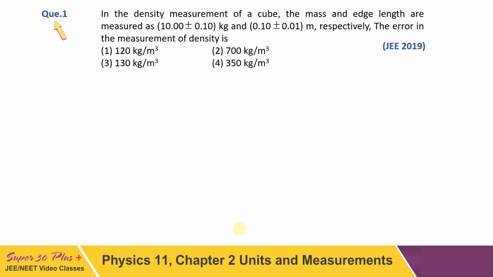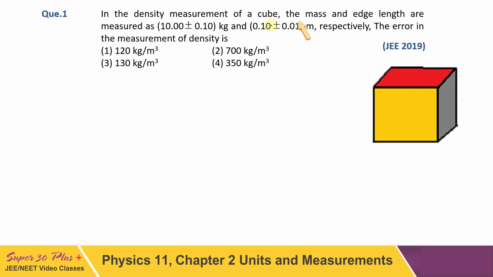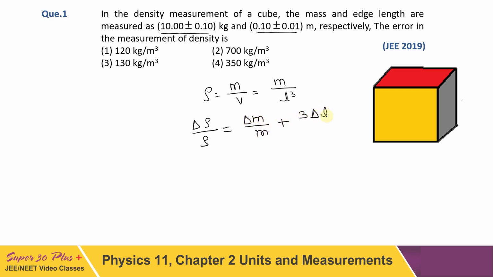The question session starts with the first question, in which the density measurement of a cube, mass and edge length are provided. This is mass given with uncertainty and this is edge length with uncertainty provided. Now it is asking for error in measurement of density. Now what is the formula of density? Rho is mass upon volume, and since it is a cube, it can be written as mass upon L cube. Now if we apply the formula for relative error, delta rho upon rho is equal to delta m upon m plus thrice delta L upon L.